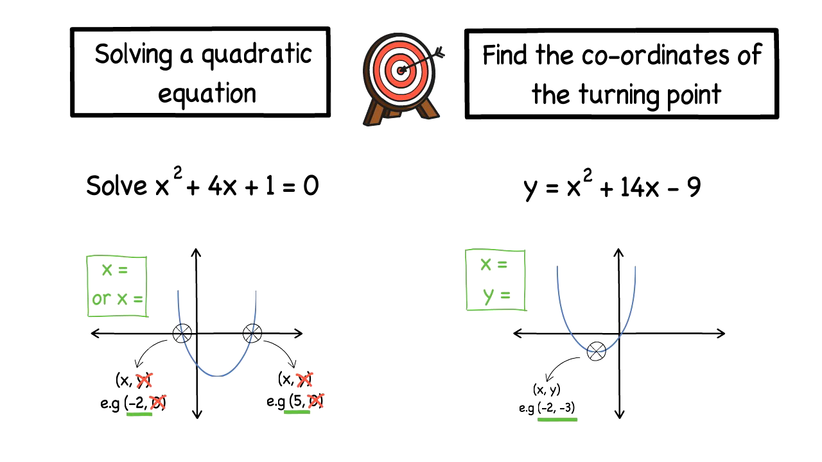For questions in which you need to complete the square, you will likely be asked one of the following two questions. Either you'll be asked to solve a quadratic equation. These are the points on the curve that go through the x-axis. The y will always be 0, so we don't need to write this down, but we'll have two options for our x. The second type of question is to find the coordinates of the turning point, and for that you will need a value for x and a value for y.